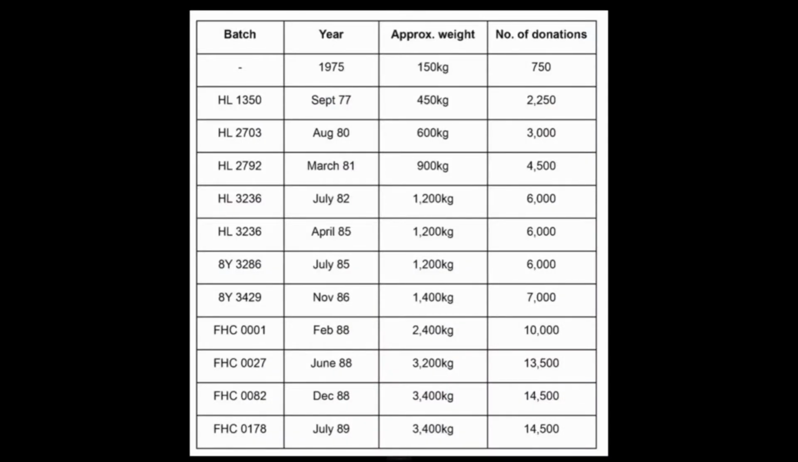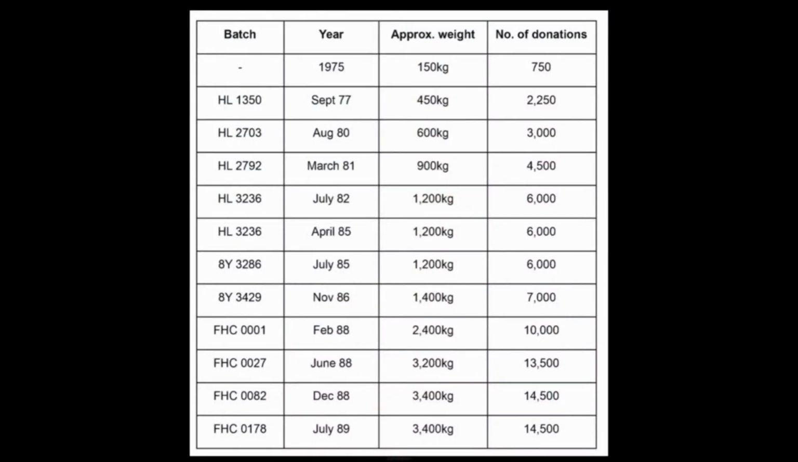Dr. Snape's estimates are that in 1975, the approximate weight of the plasma pool used at BPL was 150 kilograms, and that came from around 750 donations. That is assuming, of course, that each of the donations produces what? How many? It's 200, isn't it?